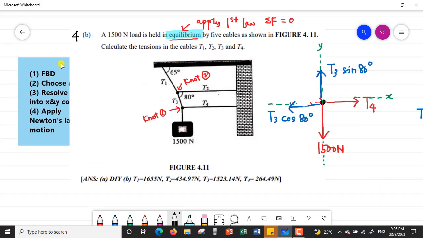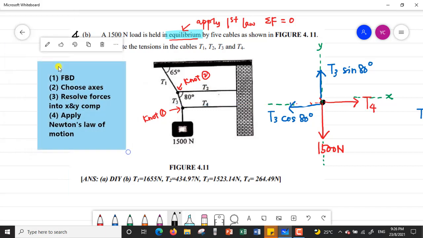We are going to apply our Newton's law. According to the keywords, we are going to apply Newton's first law.